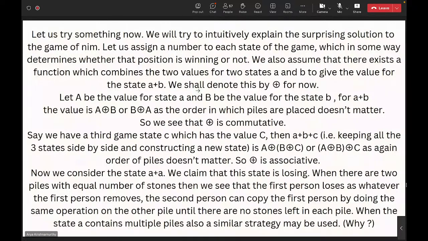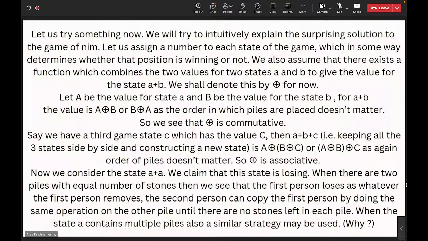Now we shall denote this function by the operation nimsum, and I'll give a much more definitive explanation of what nimsum is a little later. Now let A be the value for state A and B be the value for state B. For A plus B, by definition of the nimsum, A nimsum B or B nimsum A is the value for state A plus B, right? As the order in which we place the piles doesn't matter, we see that this operation is commutative.